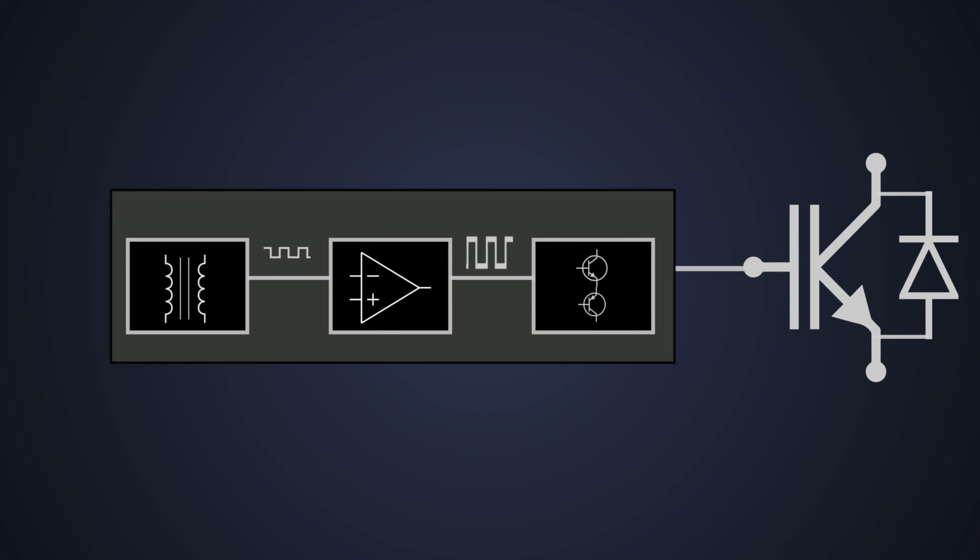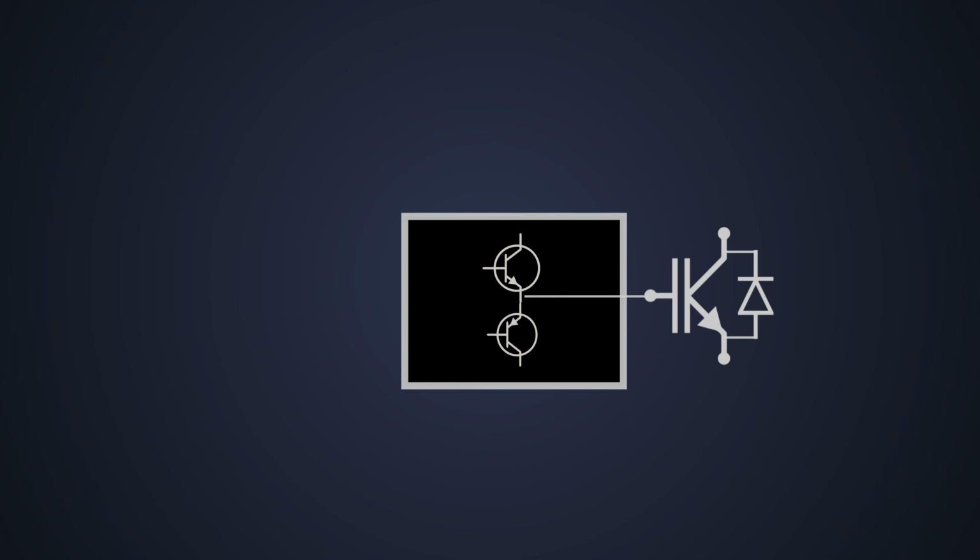And the final stage is switching transistors, which are usually made up of high side and low side switches, which charge and discharge the input capacitance of the IGBT. The high side switch provides the positive gate voltage to turn on, and the low side switch provides the negative gate voltage which discharges the IGBT and eventually turns it off.